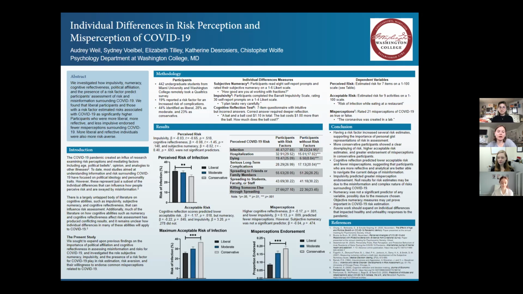Impulsivity, numeracy, and cognitive reflectiveness all play a role in risk assessment, but the results of their importance for COVID-19 risk assessment remain unclear. In our study, we investigated the importance of these cognitive variables alongside political affiliation and the presence of a risk factor when assessing risk and misinformation of COVID-19.